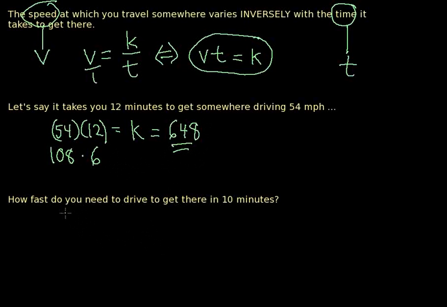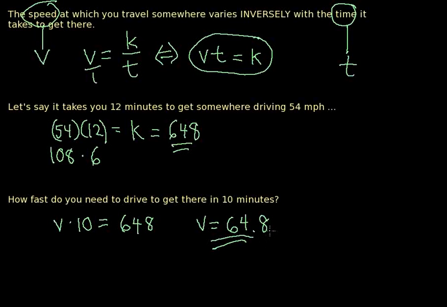So the question we have now is, how fast do you drive to get there in 10 minutes? Well, how fast is v? Time is 10. So v times 10 is equal to 648. And a simple division by 10 shows you that the velocity has to be 64.8. Meaning that if you want to get there in 10 minutes, you've got to ramp up the speed to 64.8, or about 11 miles an hour faster.